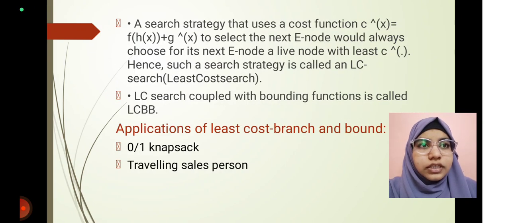Next, a search strategy that uses a cost function c^(x) = f(h(x)) + g^(x) to select the next E node. We would always choose for the next E node a live node with least c^(x). Hence, this search strategy is called least cost search. Least cost search coupled with bounding functions is called least cost branch and bound. Applications of this are 0/1 knapsack and traveling salesperson.